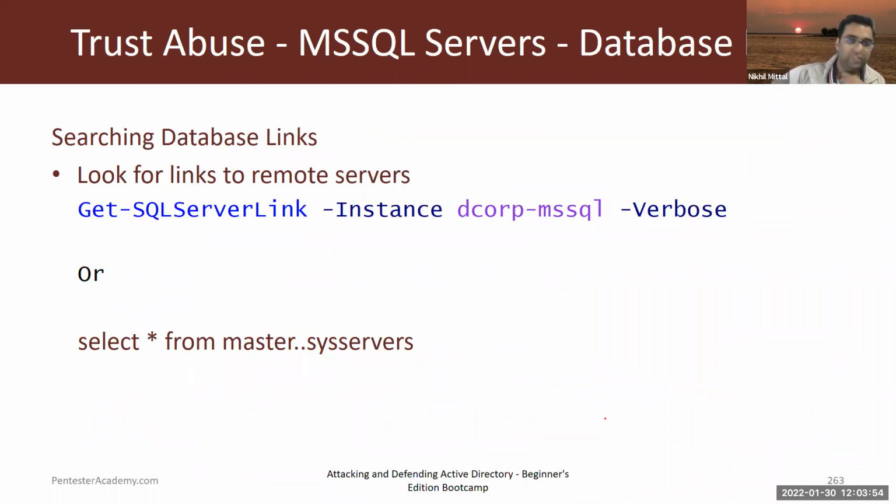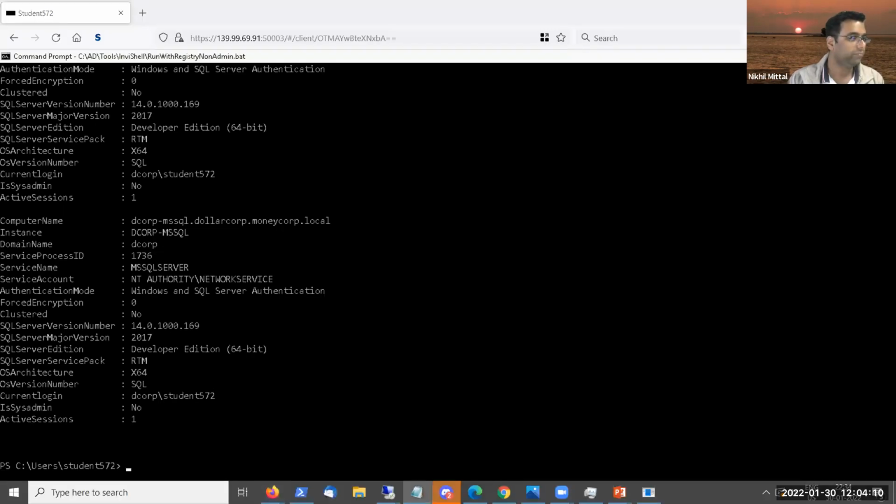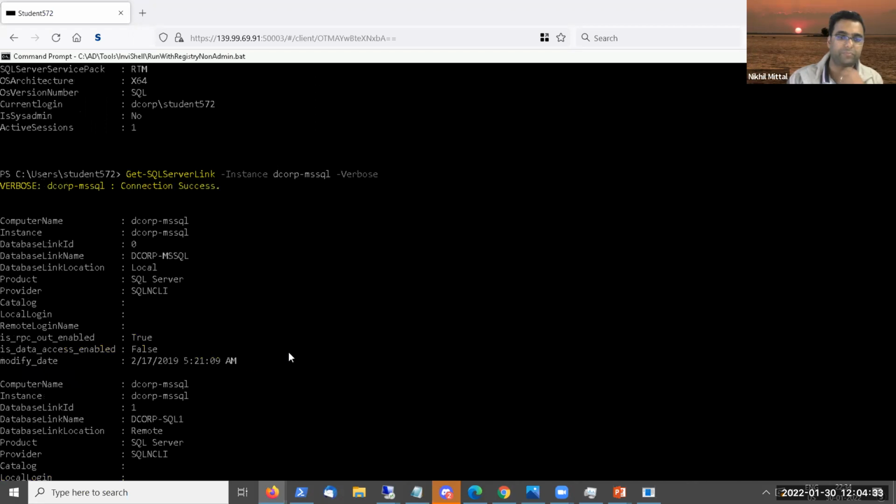Now, how do we search for database links? We can use Get-SQLServerLink from PowerUpSQL, or we can run this command on the SQL Server where we have any access, even if it is public privileges. So let's run Get-SQLServerLink. Let me copy that. Well, let me just run it, on the instance dcorp-mssql. Let's turn the verbosity on.